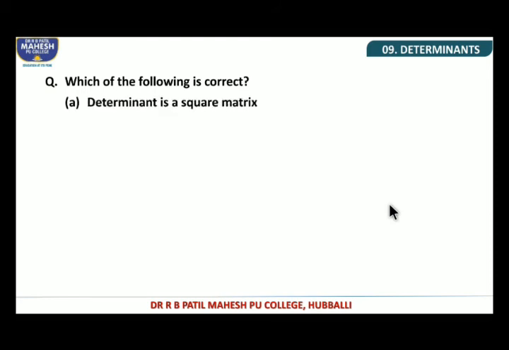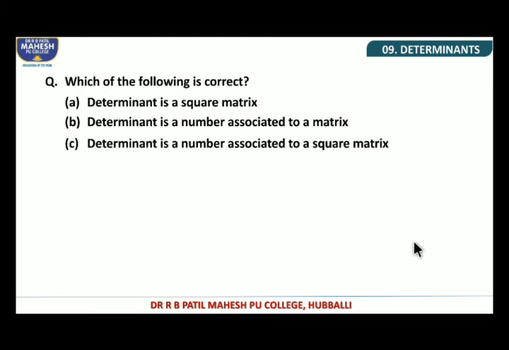Take the next question. Which of the following is correct? A option, determinant is a square matrix. B option, determinant is a number associated to a matrix. The third option, determinant is a number associated to a square matrix. D option, none of the above. So here we have to check which statement is correct.